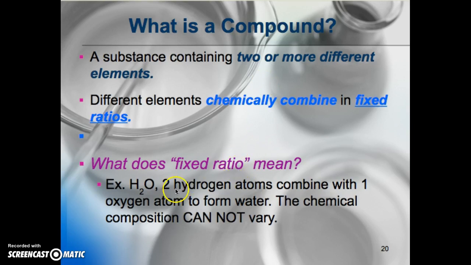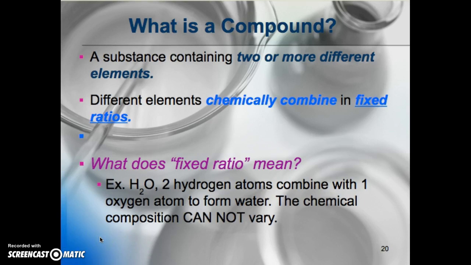So what we mean by that is, let's say you take water, for example, H2O. 2 hydrogen atoms and 1 oxygen atom always form water. Whether I'm talking about water or another chemist is talking about water, we will always use the formula for water as H2O, meaning 2 hydrogens and 1 oxygen. That is a fixed ratio. It doesn't change. We use the same ratio every time I'm talking about water.